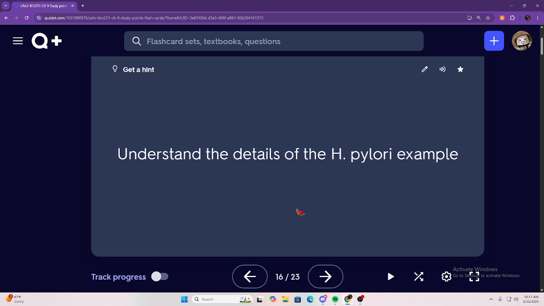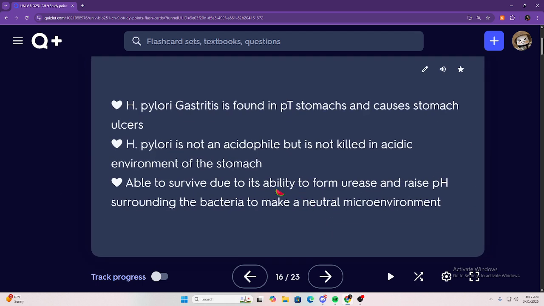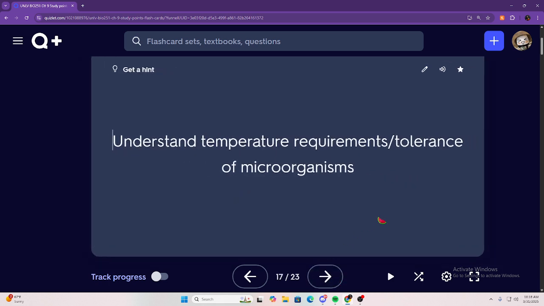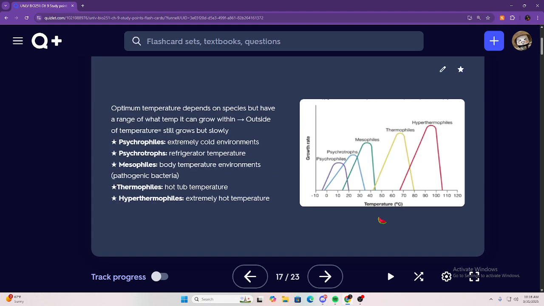Understand the details of the H. pylori example. So H. pylori gastritis is found in a patient's stomach and causes stomach ulcers. H. pylori is not an acidophile, it's actually a neutrophile, but it's not killed in the acidic environment of the stomach. Why is that? It's because it has the ability to survive due to its ability to form urease. Urease basically creates a bubble surrounding the bacteria that raises the pH to make a neutral microenvironment so that it doesn't die.